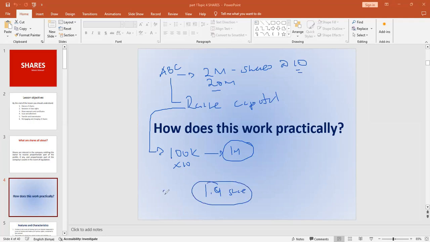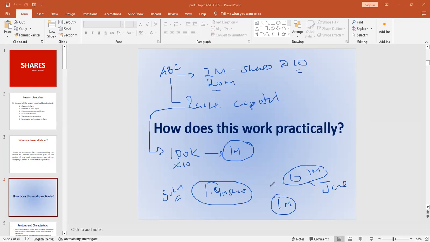So let's say this guy is called John. John is only left with 1.9 million shares because 0.1 million, which is 100,000 shares, has been sold. So let's say these shares are bought by, in this case, Jen. So what is happening? Jen has now given the company 1 million. In exchange, Jen owns 100,000 shares in that company.